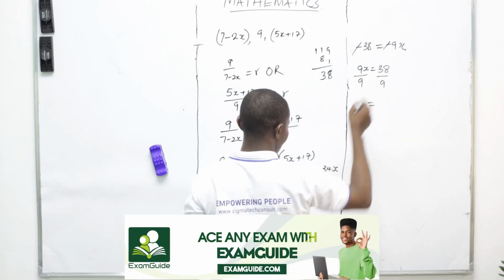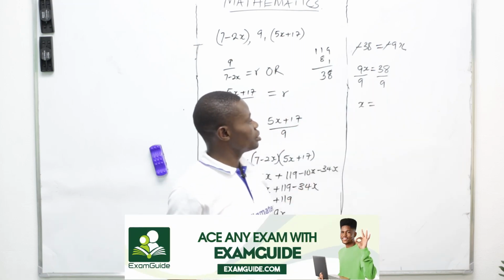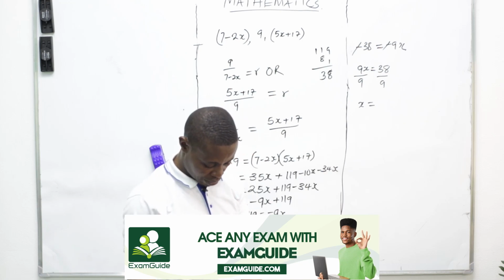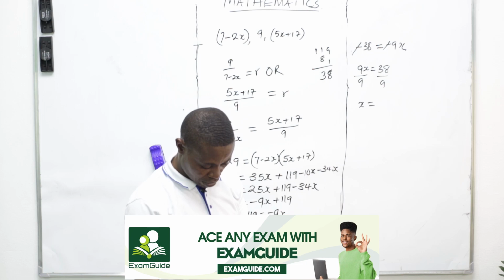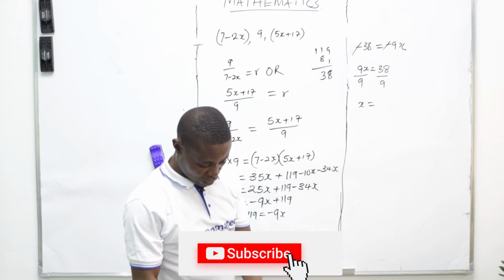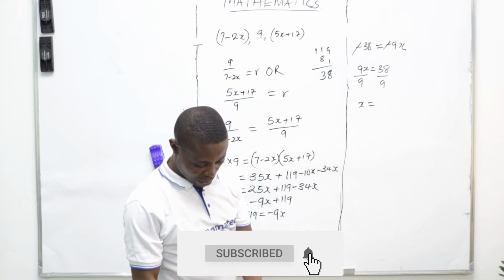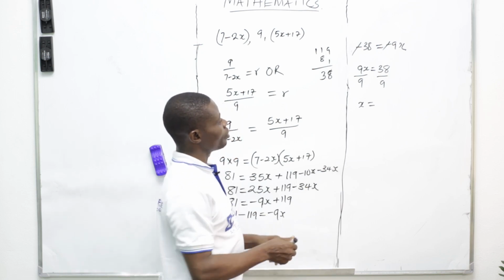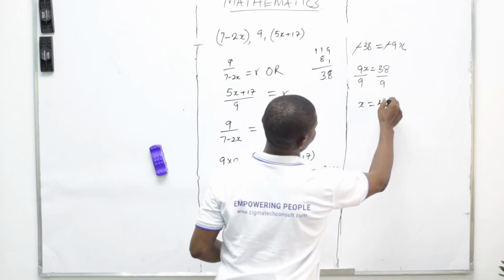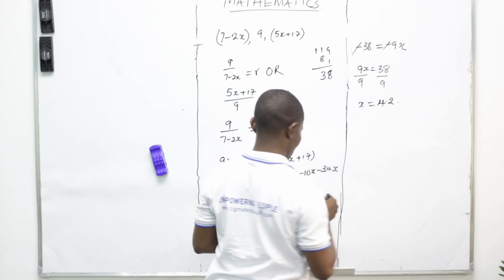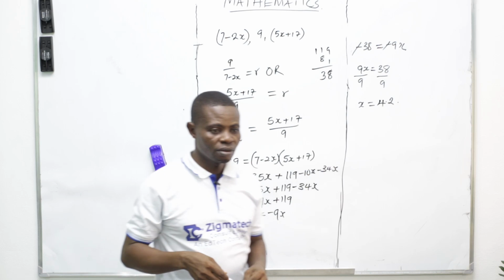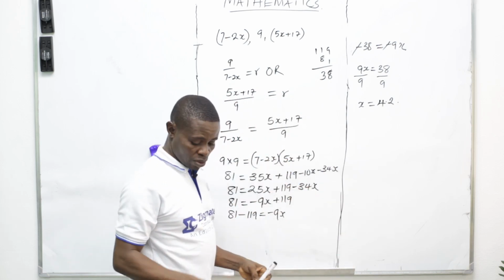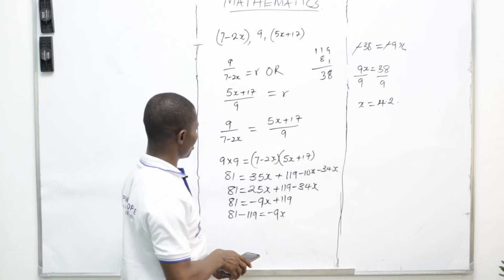how many 9 are in 38? You punch the calculator. 38 over 9, 4.2. So the value of x is what? 4.2. But you cross check what you have.